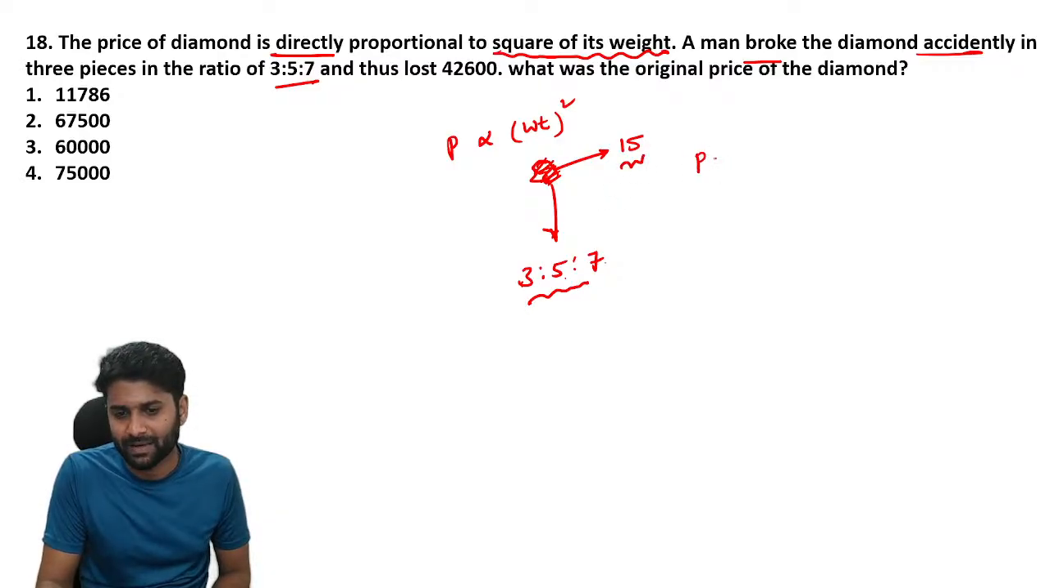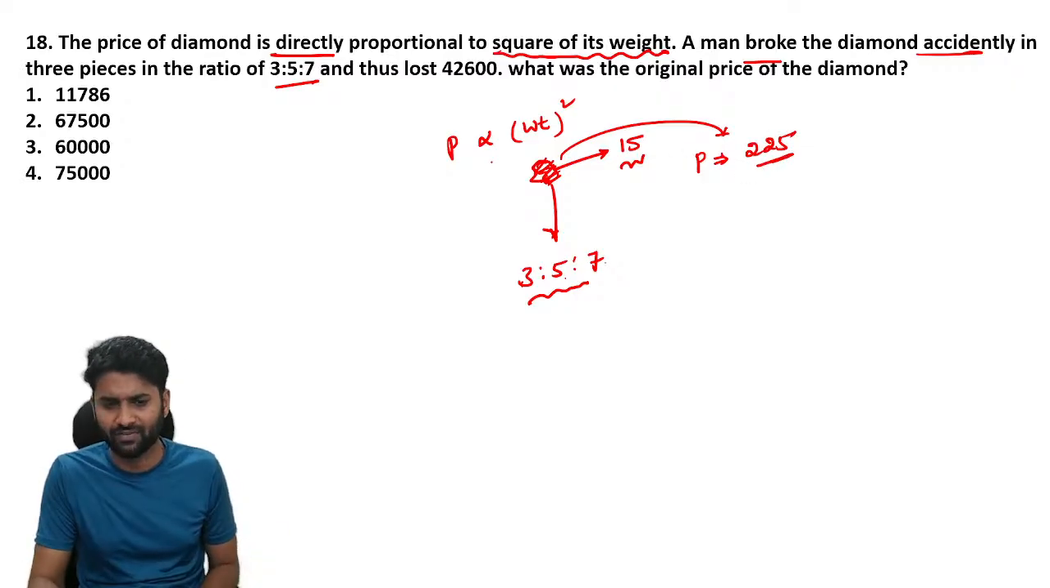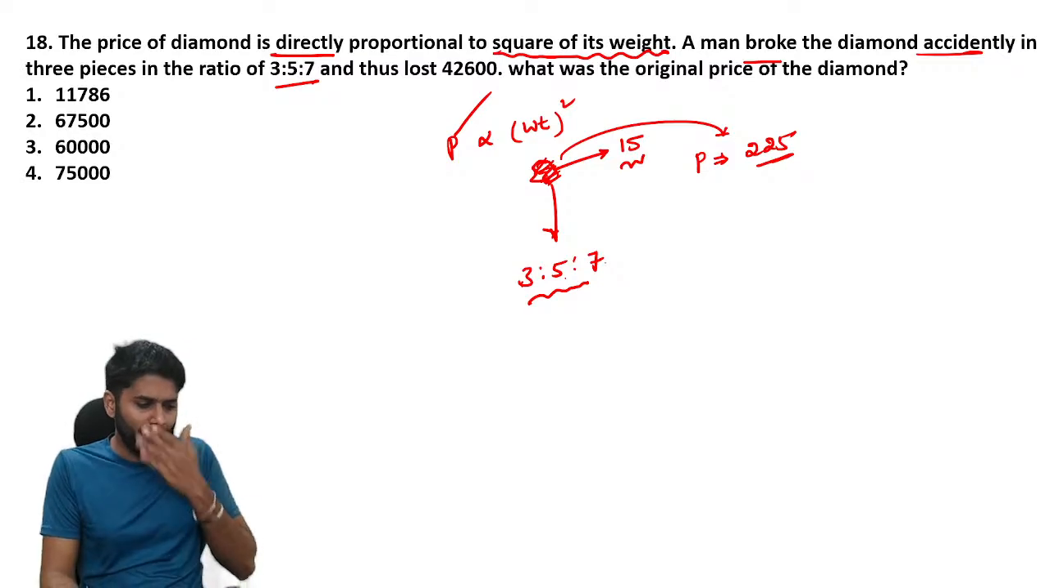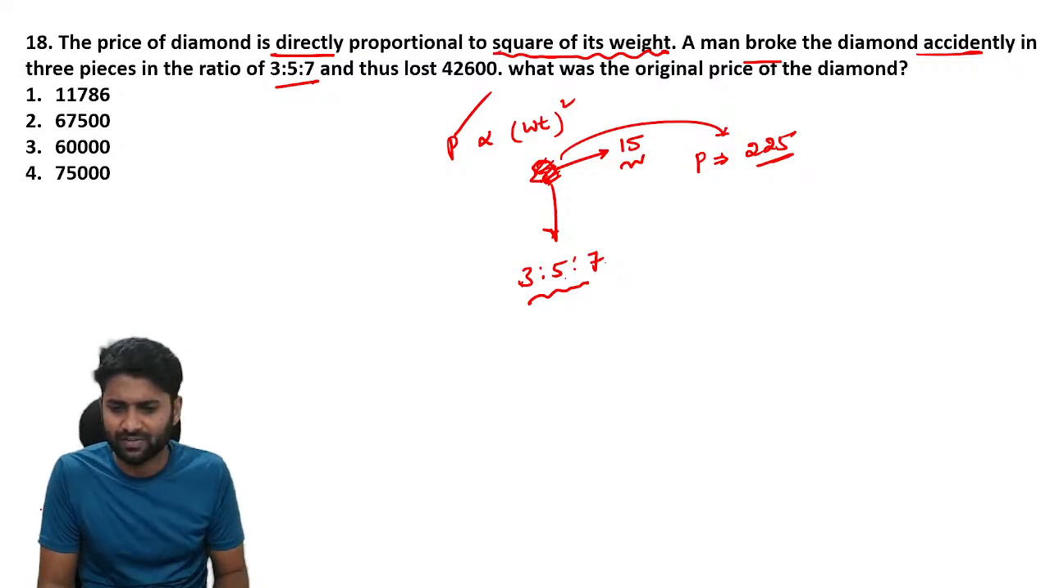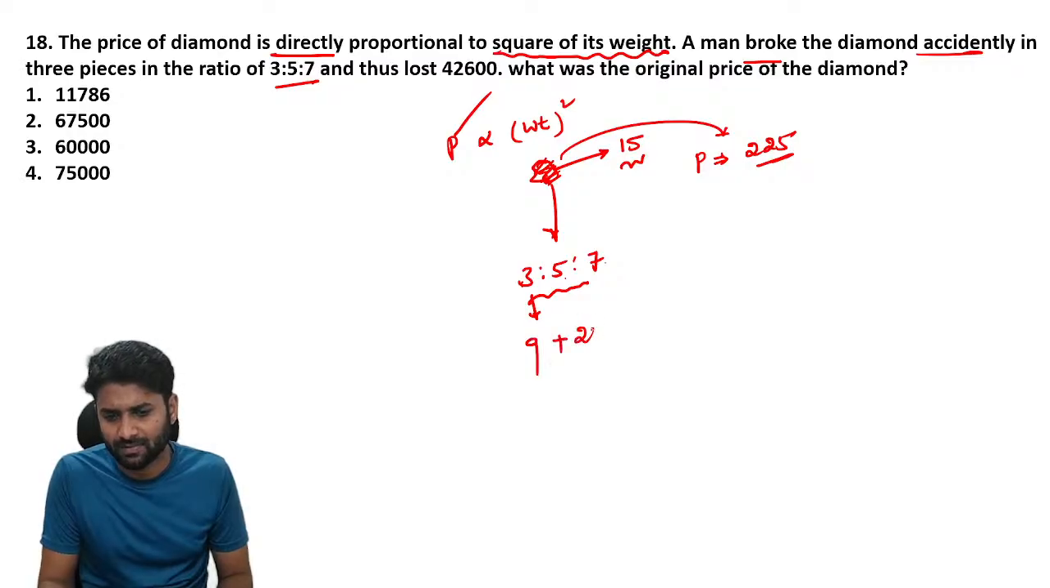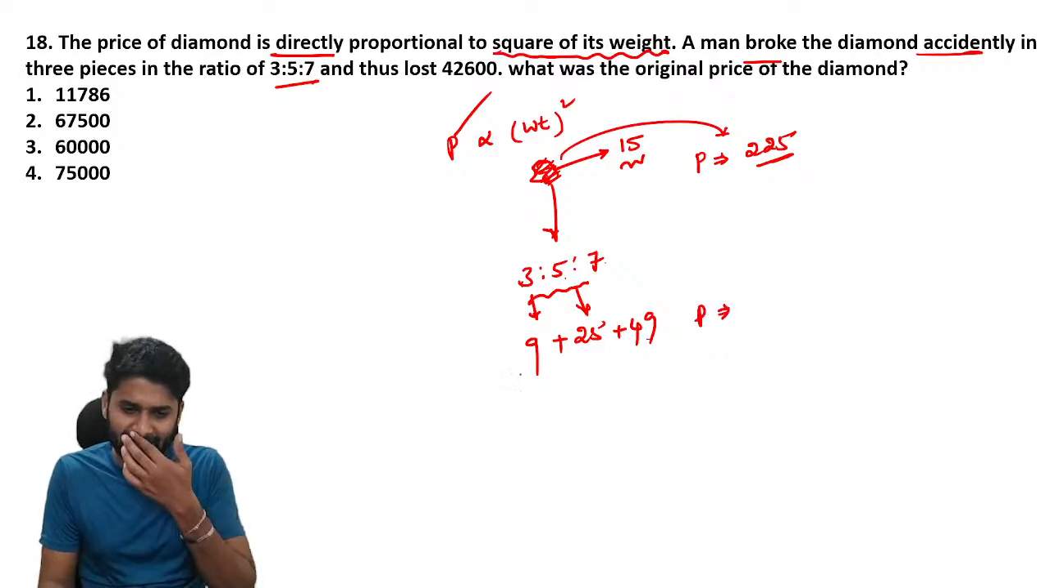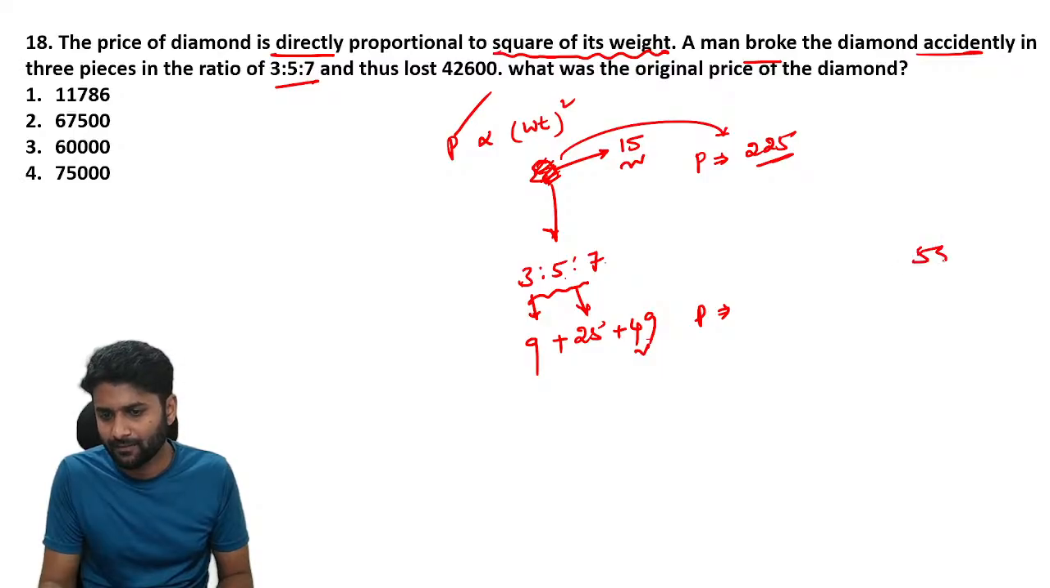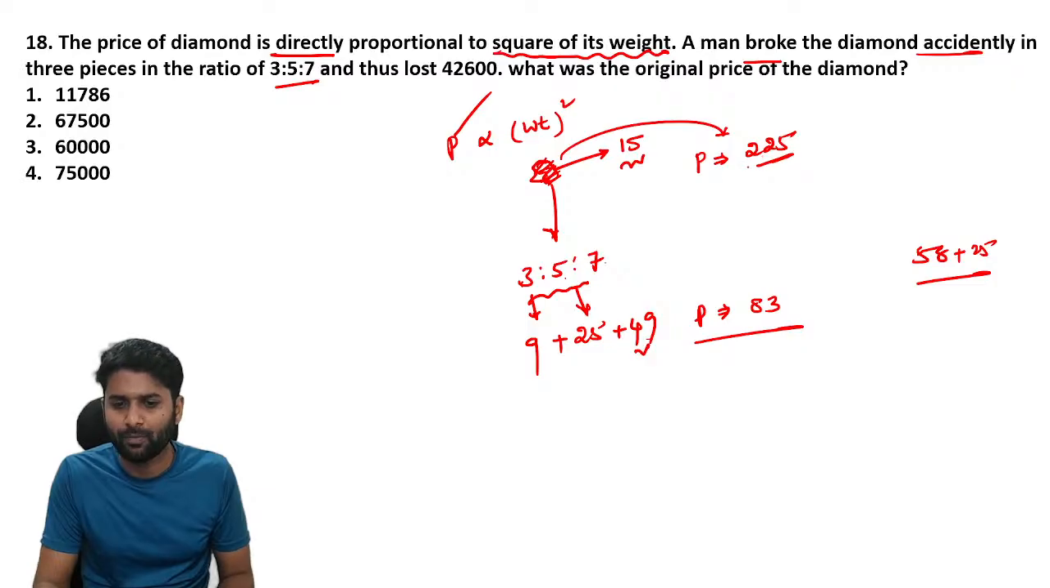Let us calculate the price. What is the initial price? Before the break, the initial price is 225. Sir, how do you get 225? They mentioned that price is directly proportional to the square of its weight. After breakdown, it's 9 units, 25 units, 49 units. So what is the price now? 49 plus 9 is 58. 58 plus 25 is 83. Now see, before breakdown the price is 225. After breakdown the price is 83.